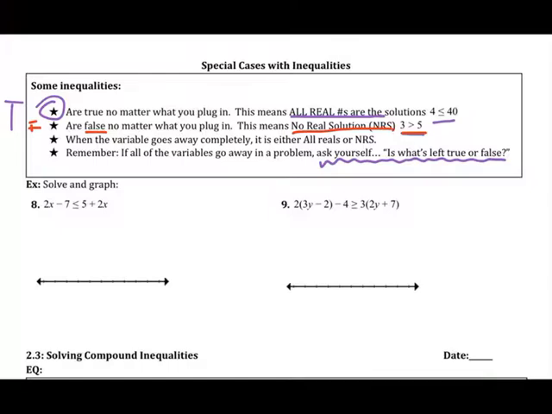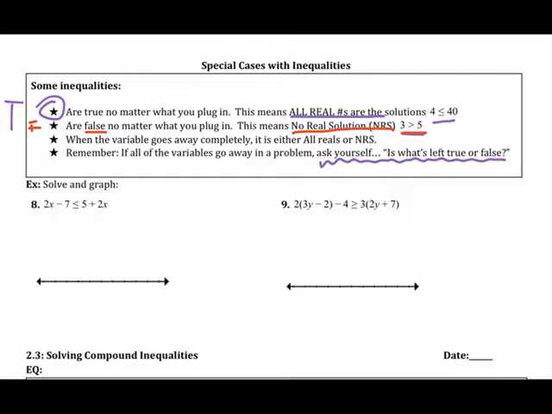So this is going to happen anytime you're solving and the variable completely goes away. The answer will either be all real numbers or no real solution, just like with Unit 1. You just have to think a little bit harder about what's left. Is it true or false when we have inequalities? So let's look at 2 cases just like this.